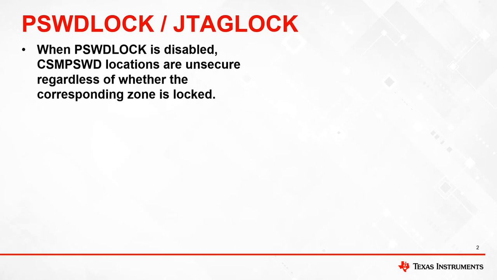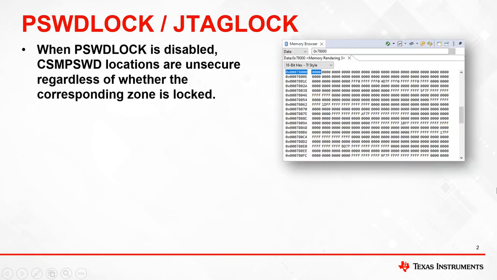Before any security-enabled device is released for production, it is critical to enable the password lock function. This setting is located in the zone header of either zone and is disabled by default. When password lock is disabled, password locations are always unsecure, regardless of whether the corresponding zone is locked or unlocked.